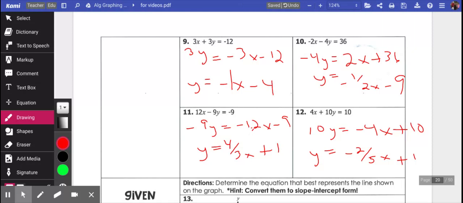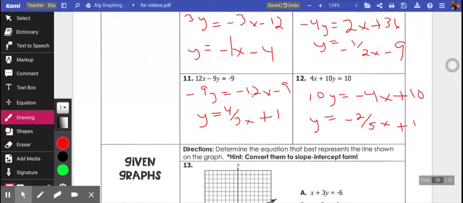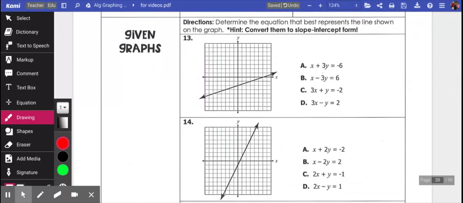So the next part is not that hard, but you're supposed to determine the equation that best represents the line on the graph. So the best thing is to first of all put them into slope-intercept form. And so you're going to do what we just did. And then you're going to figure out which graph it is according to what the equation is. So I'm going to let you do these, and I will ask you on Edpuzzle. You can check your answers and then ask questions later.